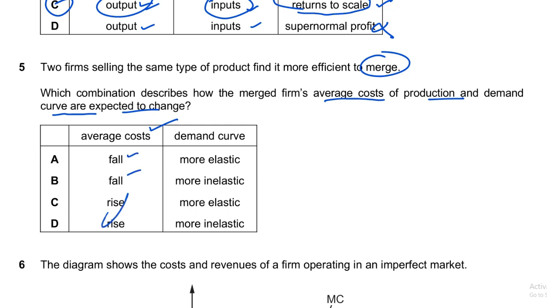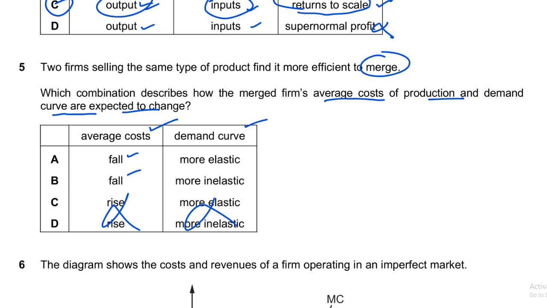So option A and B can be the correct answer, so we can cross C and D, right? So when a business becomes large, it can produce at large scale, and large scale production leads to a fall in average cost due to economies of scale.